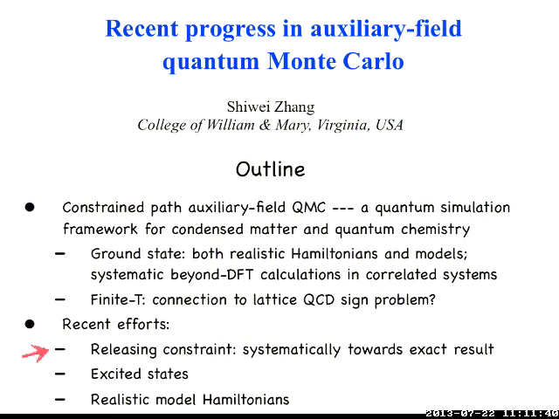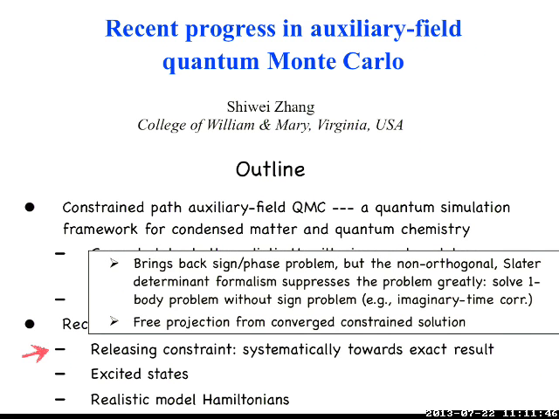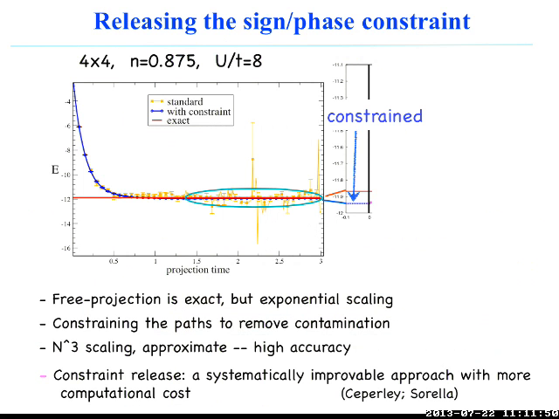Okay, so I really should stop. I'm going to just tell you one thing about release and then stop. This is in terms of what we've done recently. So this brings back release. Let me just go there. This is the Hubbard example again. And you can release the constraint, right? When you sample the path, you don't let them cross zero.